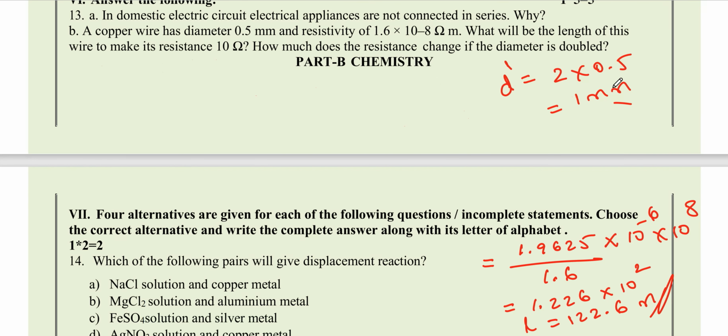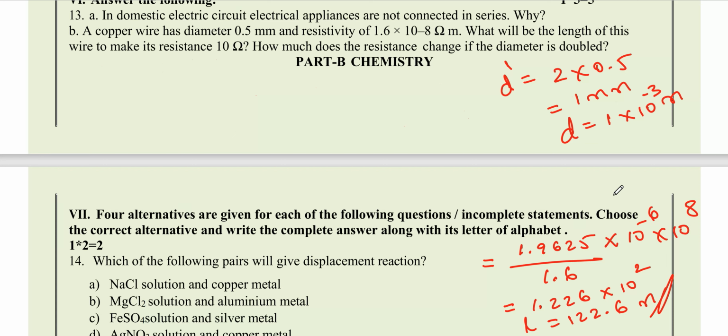1 mm is nothing but 1 into 10 to the power minus 3 meters. Correct? No, we just discussed this, right? If you want to convert from millimeter to meter, write 10 power minus 3 with whatever value there is. If written as a decimal, it will be 0.001 meter. Any doubts? No? Diameter is how much? 1 into 10 to the power minus 3 meter.